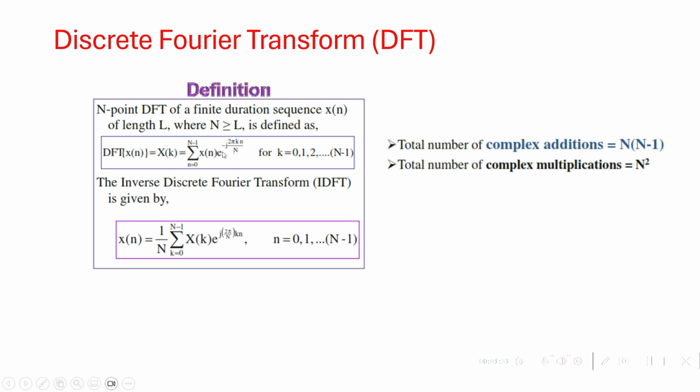This process will be repeated N times, because X(0), then k varies from 0 to N minus 1: X(1), X(2) up to X(N minus 1). So the total number of complex additions required is N into N minus 1. Here the total number of complex multiplications required is N square, because the number of multiplications is N, and this process will be repeated N times. So the number of multiplications required is N square.